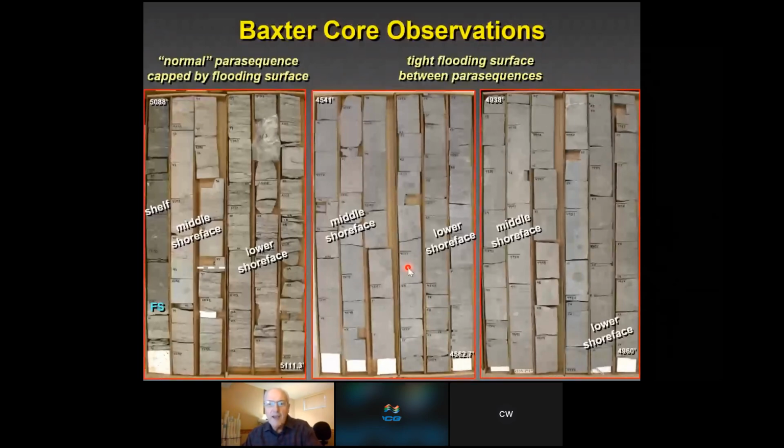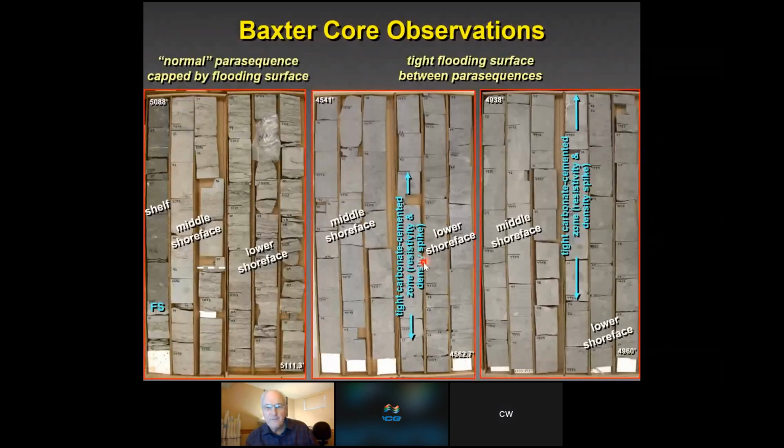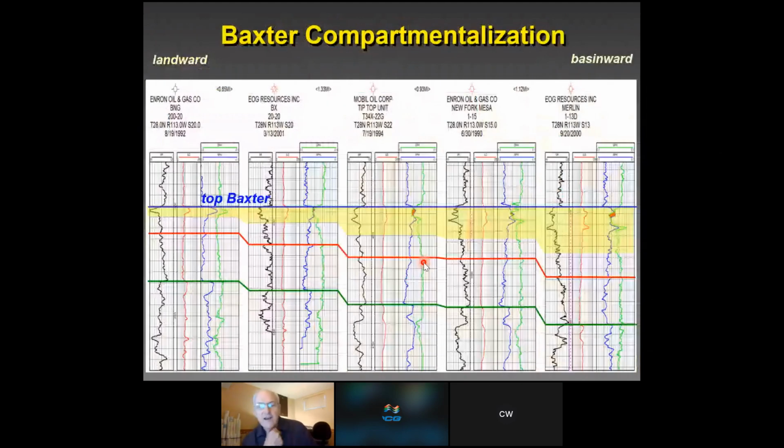Those are carbonate-rich zones. They're tight. They give a resistivity and density spike. Well, why should they be sitting between the lower shoreface and middle shoreface? So I started looking at the regional correlation, and here are those spikes. This is on the neutron porosity and density porosity curves. You can also see it over here on the SP or gamma ray curves.